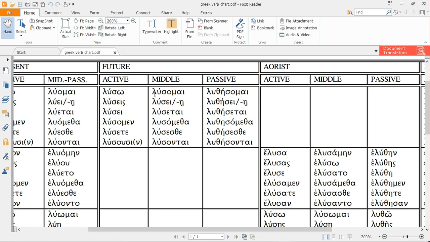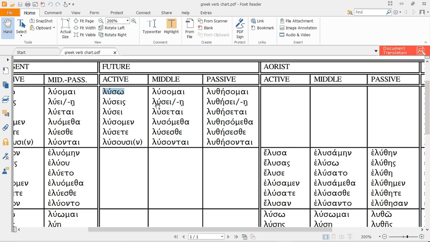The middle voice is done the same way. Our stem plus the sigma plus omai, ei, etai, ometha, esthe, ontai. Note, however, that this is only the middle voice. The passive in the future has a different form. It's built on a different principal part, the sixth principal part, as a matter of fact. Whereas luso now forms the second principal part.